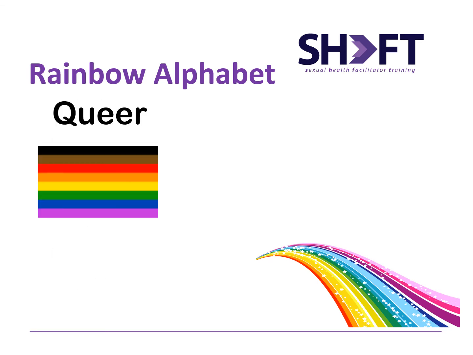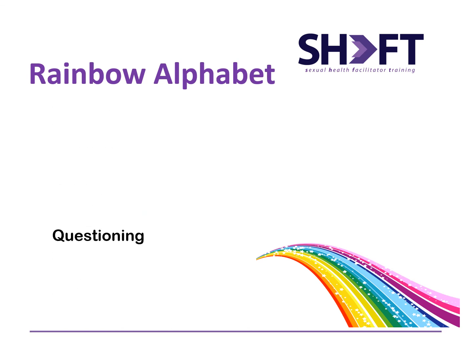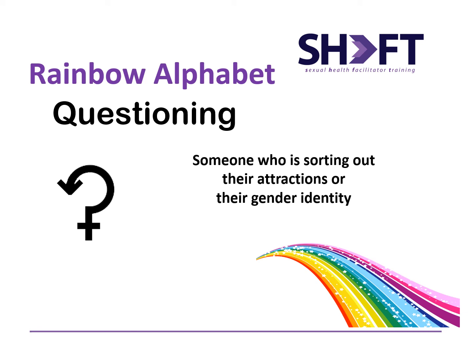Queer is an umbrella term. It can define either an individual who is not cisgender or heterosexual, or a group of people or a community of people that are not cisgender or heterosexual. Someone who is questioning is not yet sure how they identify, so they're taking the time to sort it out.